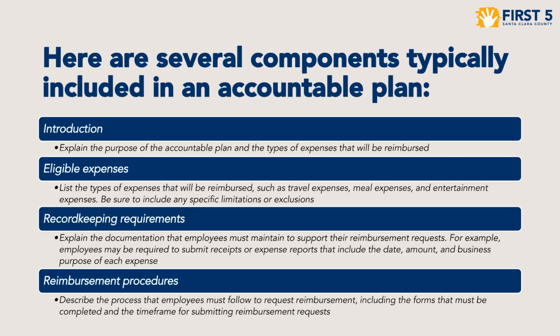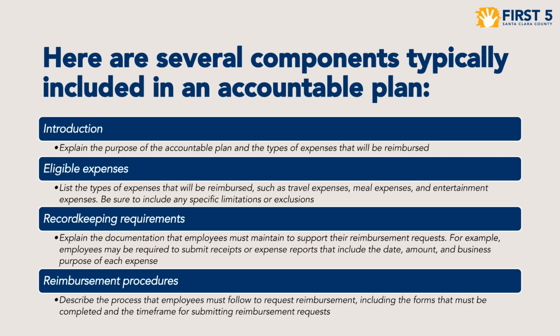Here are several components typically included in an accountable plan. First is the introduction. Explain the purpose of the accountable plan and the types of expenses that will be reimbursed. Also include eligible expenses. List the types of expenses that will be reimbursed, such as travel expenses, meal expenses, and entertainment expenses. Be sure to include any specific limitations or exclusions.